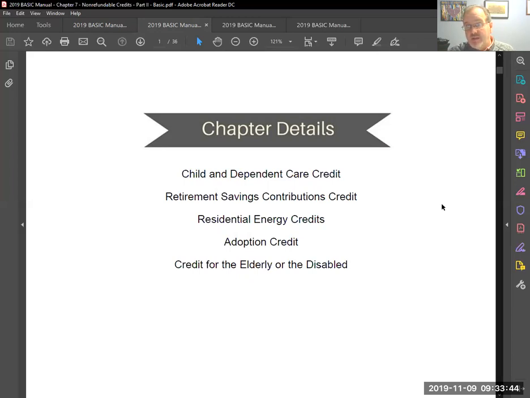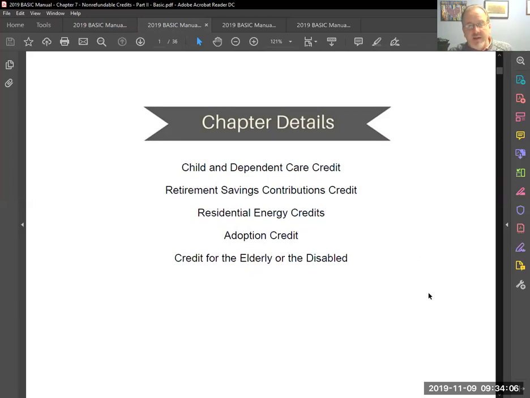So it does two things, okay? Two things that contributing to retirement does. First thing is it lowers that taxable income that's reported on the W-2. Second thing is, if your income's below a certain level, it will allow you to get that retirement savings contribution credit or the saver's credit, okay?